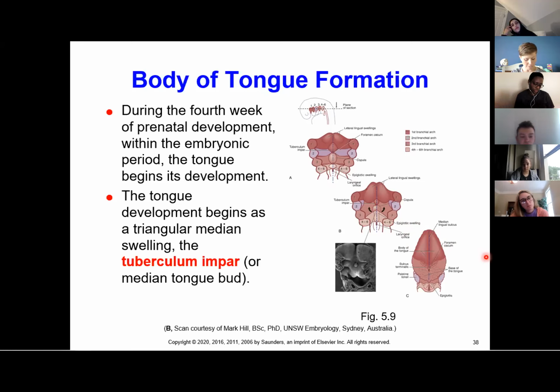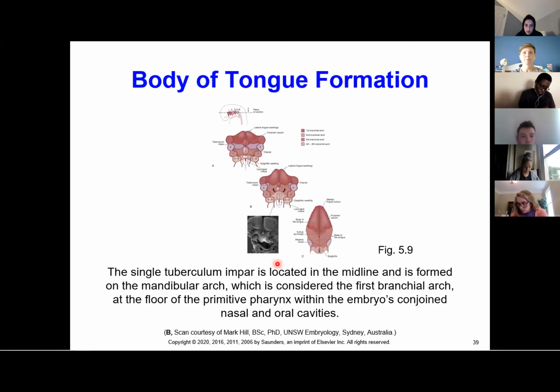So, yep. Highlight this in your book. The tongue development begins as a triangular median swelling, the tuberculum impar, or the median tongue bud. Okay. All right.